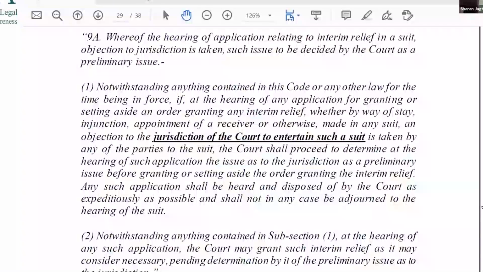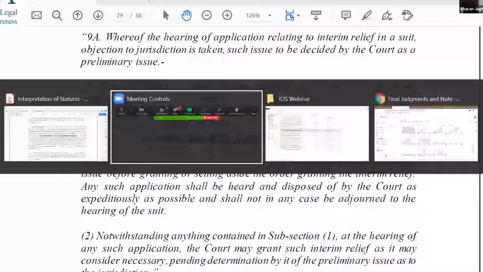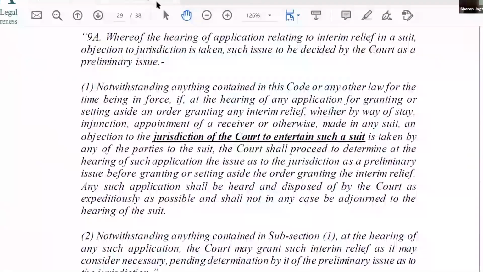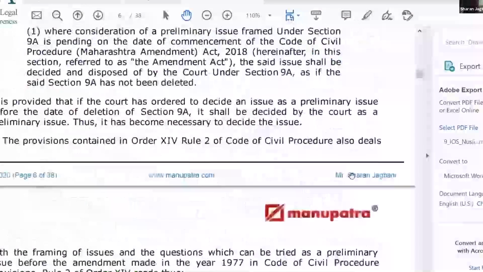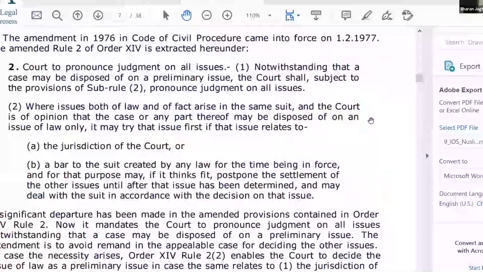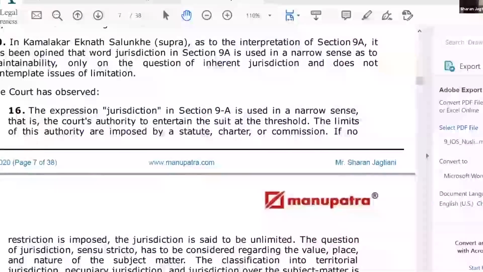That is, jurisdiction to even set foot into a matter, for a court to even entertain a matter, to even take cognizance of a matter. So there are different meanings of the word jurisdiction. The one view taken by the Supreme Court in the case of Salunke was that jurisdiction here meant narrow, nothing more. Jurisdiction is only jurisdiction to entertain the suit. It does not include jurisdiction in the wider sense of limitation or some such objection, Benami Act, etc.